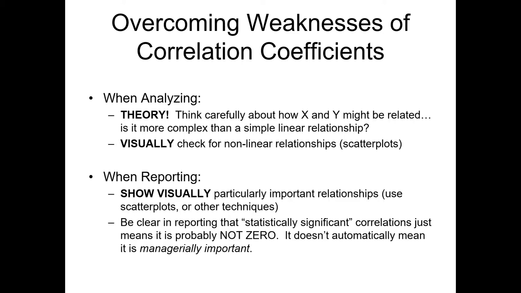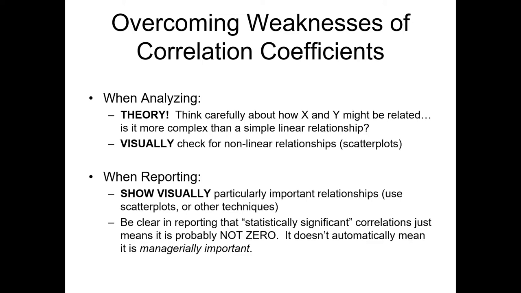When reporting your results, don't just report the correlation coefficient for high-stakes variable relationships. Instead, also show them visually to your audience so that they can come to their own conclusions or better understand what that correlation coefficient really means. So we can use scatter plots or other techniques that show the relationship between two variables. Of course, we have to be very selective about which data visualizations we use. They can take up a lot of space. So focus on using these visualizations for the high-stakes part of your analysis.